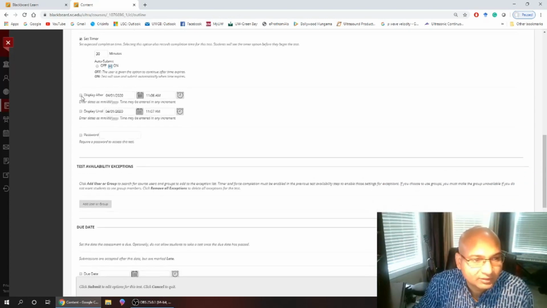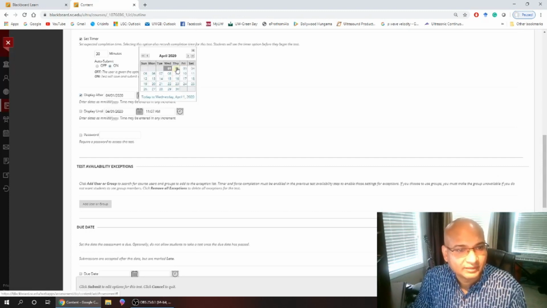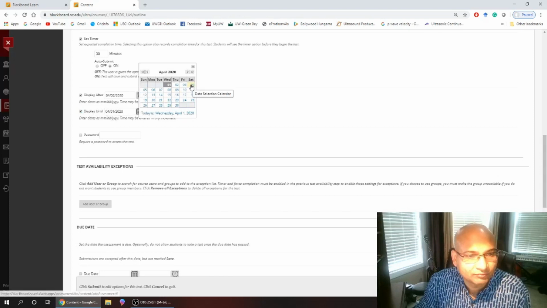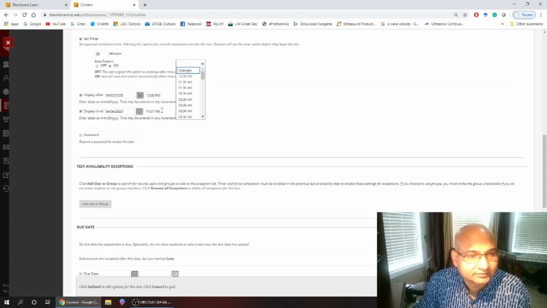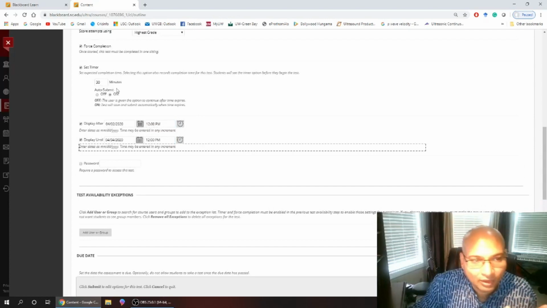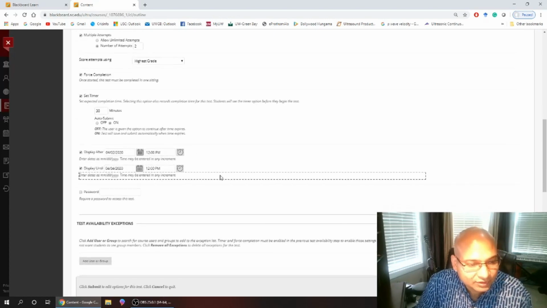Display after: I would like to have this test taken from the 2nd of April at 12 noon. I will allow them display until 48 hours later, which is the 4th of April at noon again. So during this 48-hour period, their test is only for 30 minutes. They can take it any time they want, and they can do 2 attempts, and the highest of the 2 attempts will be graded. So this is how it is created.